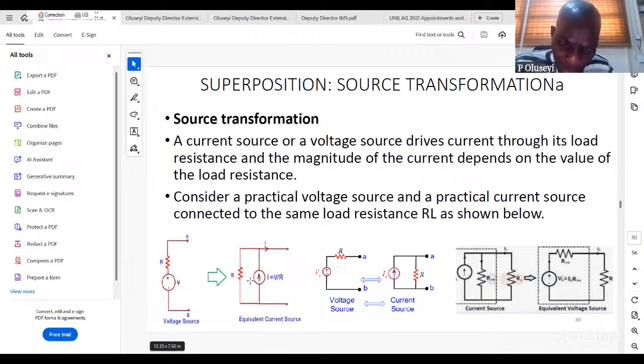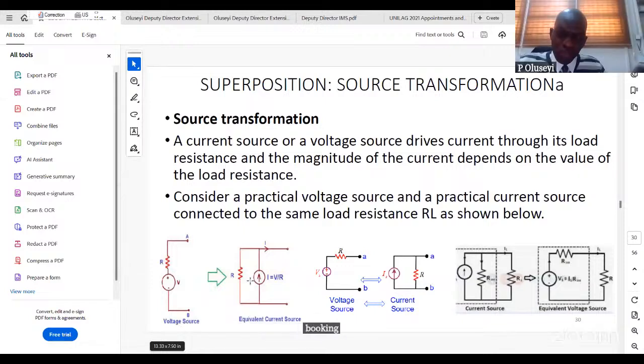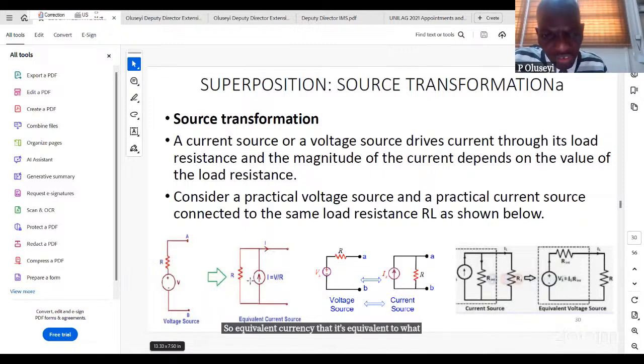Maybe you are not looking at what I'm looking at. Look at the underneath. Yes, sir, we are looking at it. Okay. So equivalent current source means that it's equivalent to what we have for voltage source. This is very crucial.